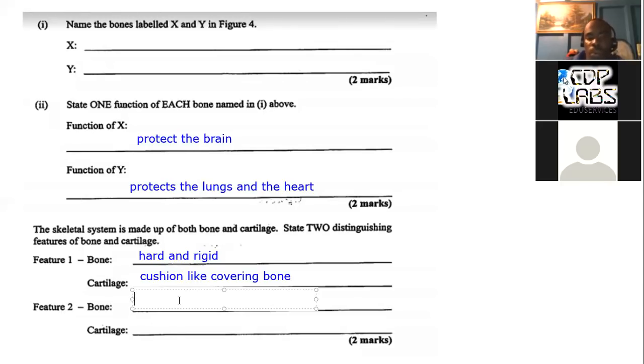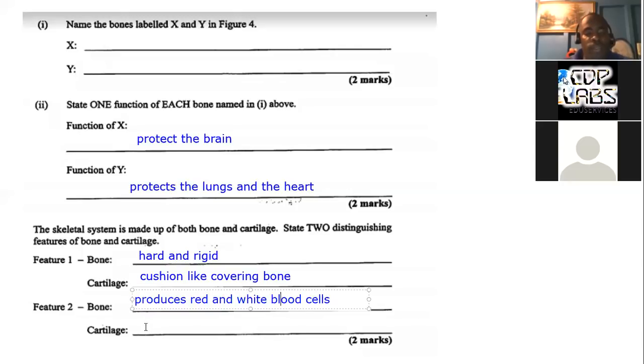Made up of matrix. Yeah, I could say that, yes. But what I was looking for is that it produces red and white blood cells. Right, Chevel? Yes, sir. That's what I was looking for. But you were correct in what you said earlier, but I was looking for that, right?